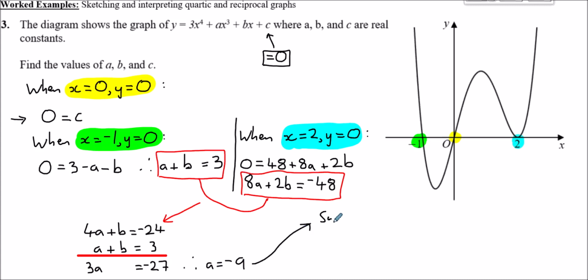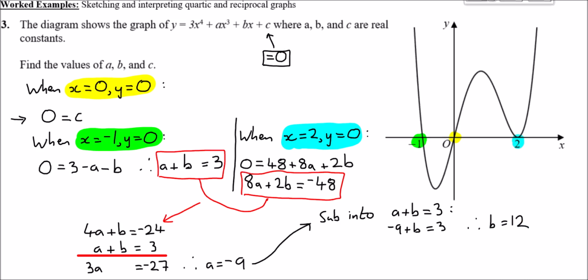We can now sub this into the fact that a plus b is 3. So a is now minus 9, so minus 9 plus b equals 3. Add 9 to both sides, we see that b must be 12. So now we've got everything we need.